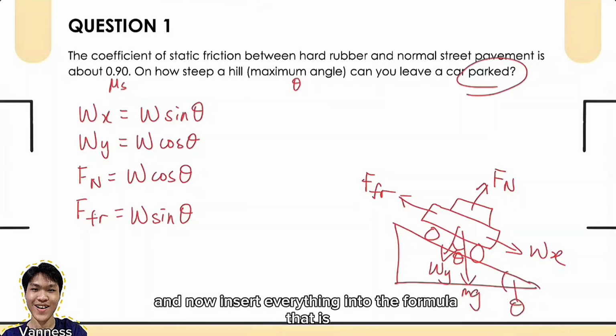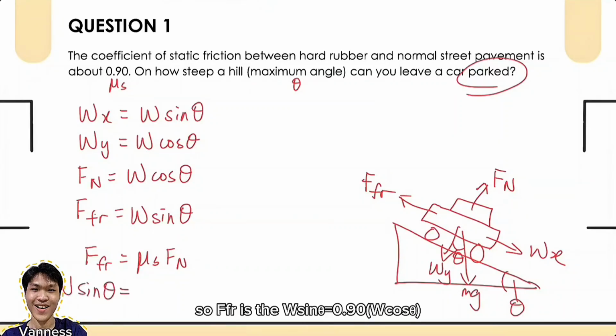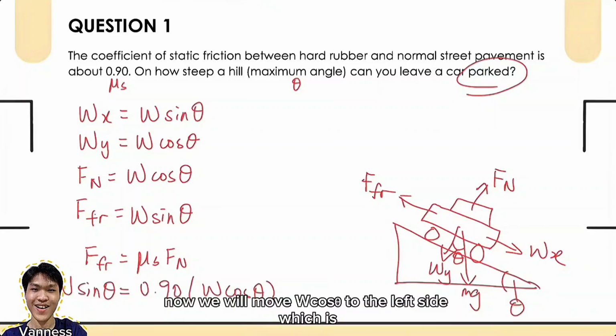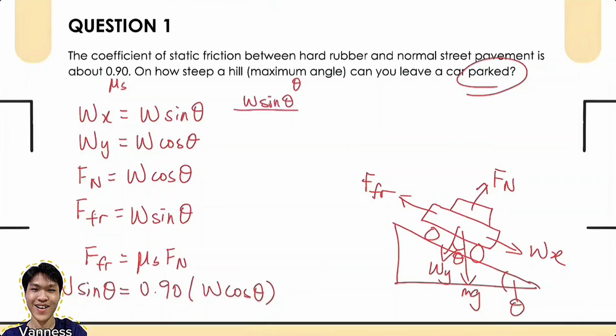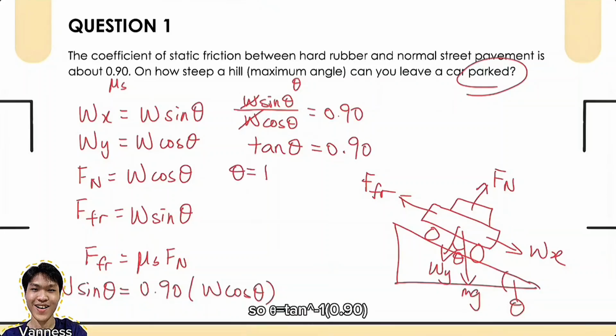And now insert everything into the formula, that is F_fr equal to mu s times normal force. So F_fr is W sine theta, equal to mu s 0.90 times W cos theta. Now we will move W cos theta to the left side, which is W sine theta over W cos theta equal to 0.90. So W cancels out, and this part can be simplified as tangent theta equal to 0.90. So theta is equal to tangent negative 1 of 0.90.